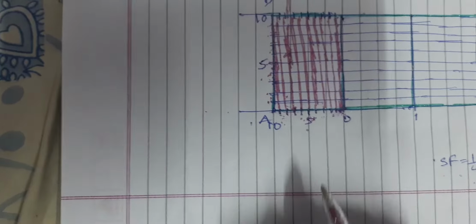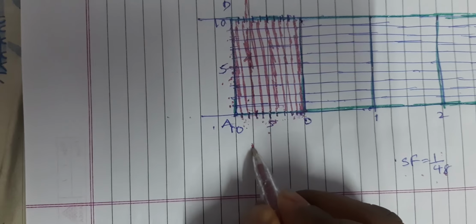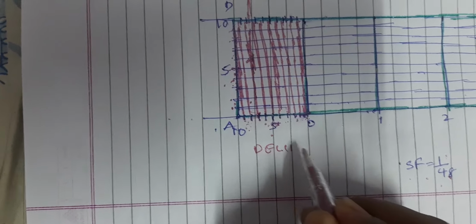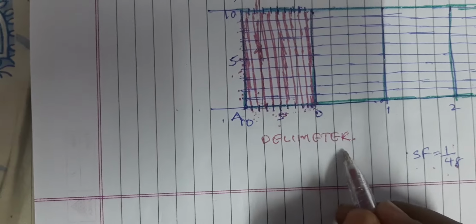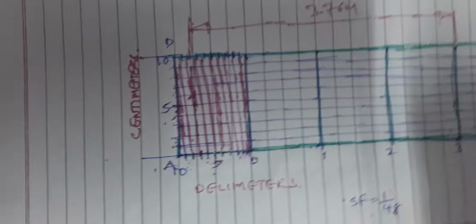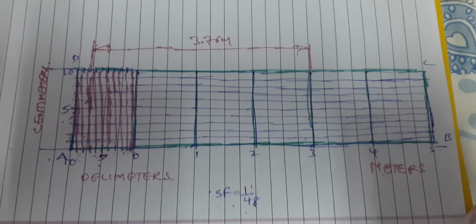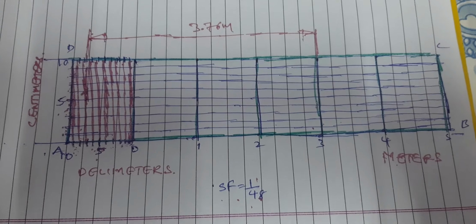As it is used to measure 3 consecutive units, the second unit is decimeters. You need to write it below the bottom left of the rectangle scale, decimeters. And next here you need to write centimeters. In this way you need to construct the diagonal scale.